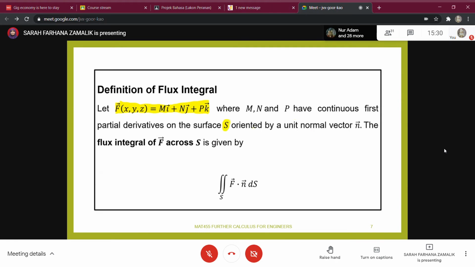So they related surface S and also unit normal vector N. So the flux integral of your vector field F across the surface S is given by, okay, tengok betul-betul definition of flux integral, how to find the flux integral here. The double integral of your vector field F dot product with unit normal N dS. Okay, dS here stands for surface integral. So note that nanti kita nak guna ni untuk next topic, integral theorems. So dS here is for surface integral.